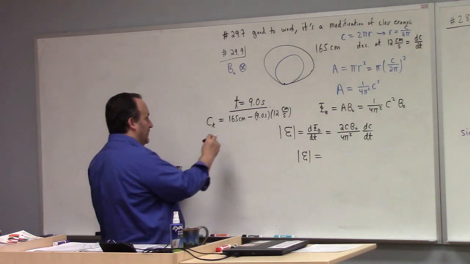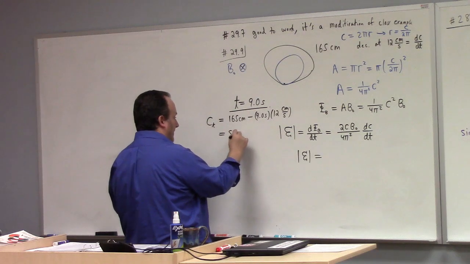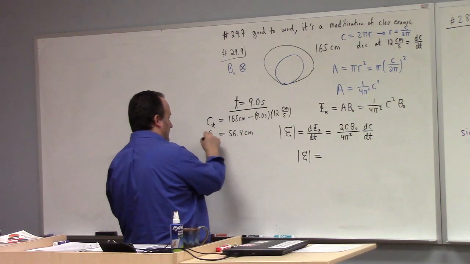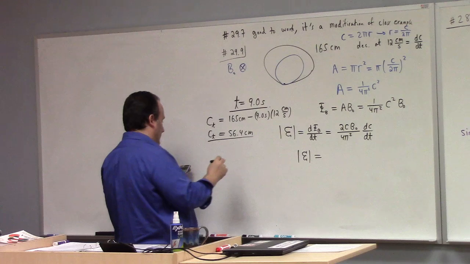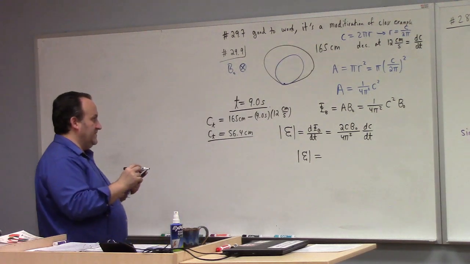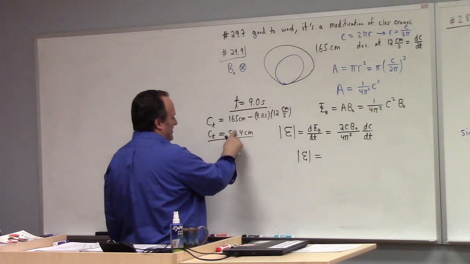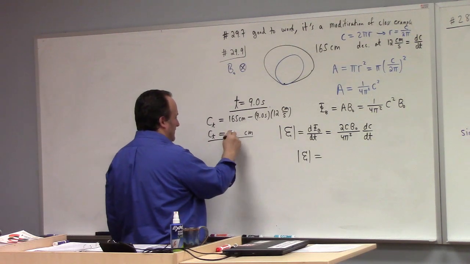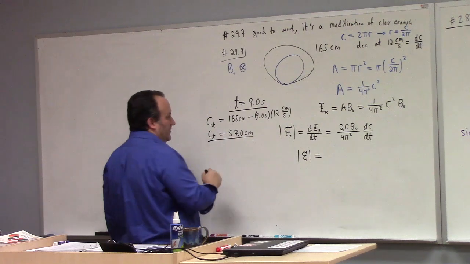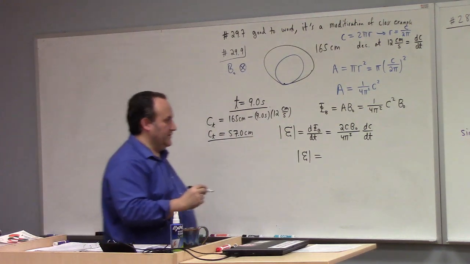Do you get 56.4? Did you get that? 57? Oh, I made it 9.05. I'm a dummy. So it's 57 actually. Yeah. Thank you. 57. Great. And so here we go.